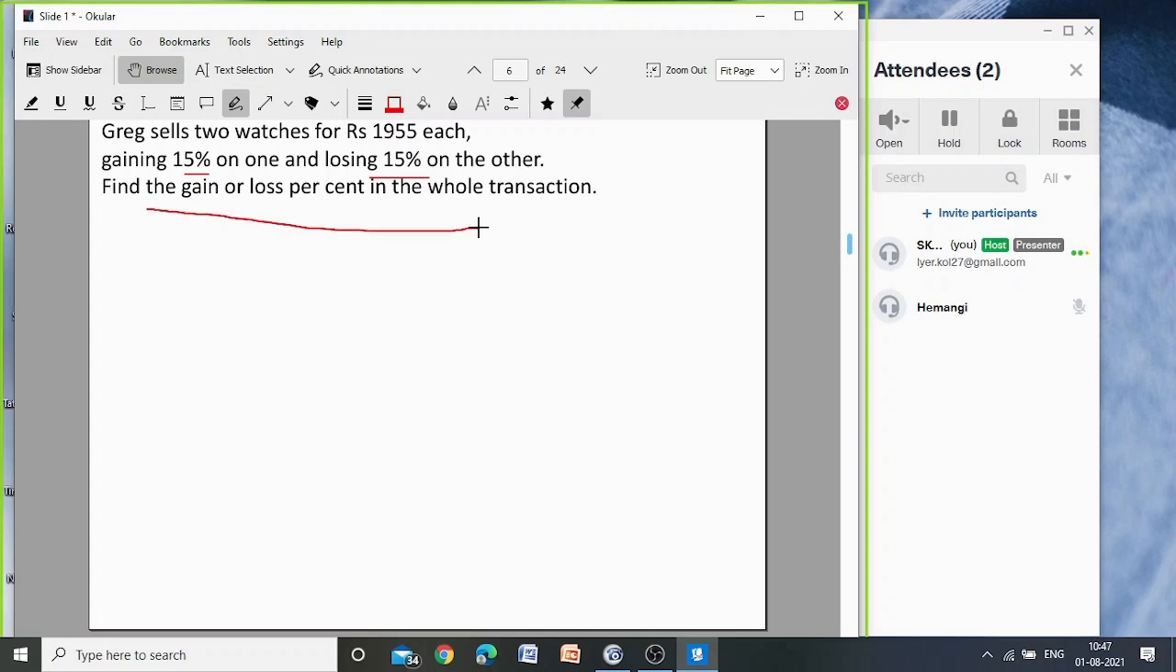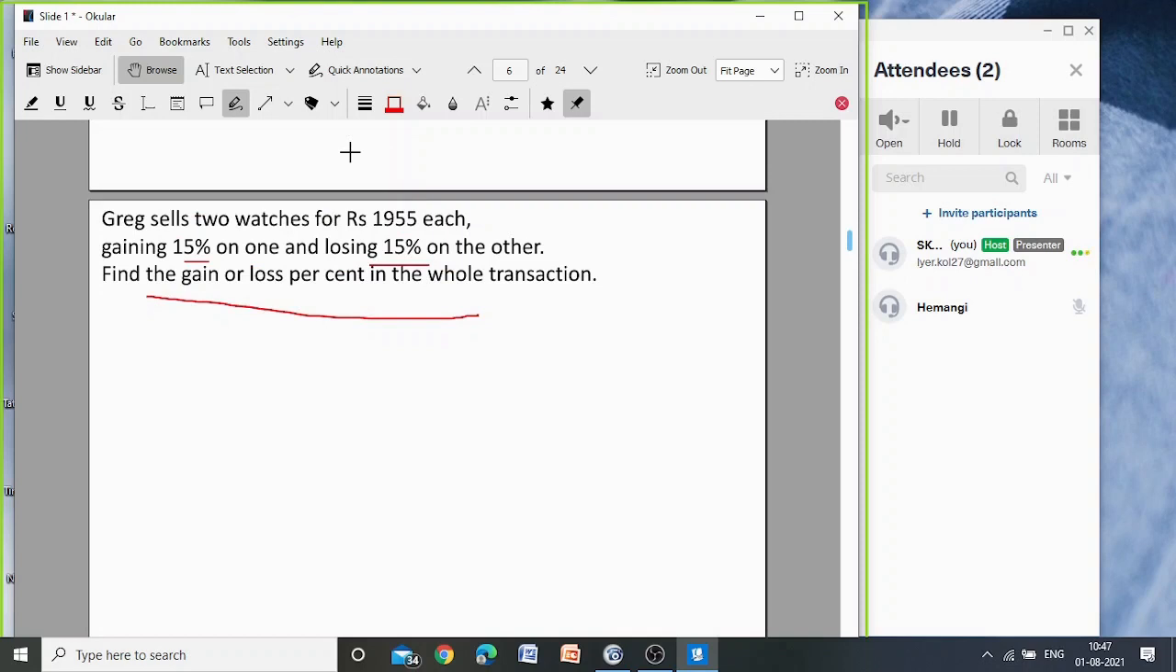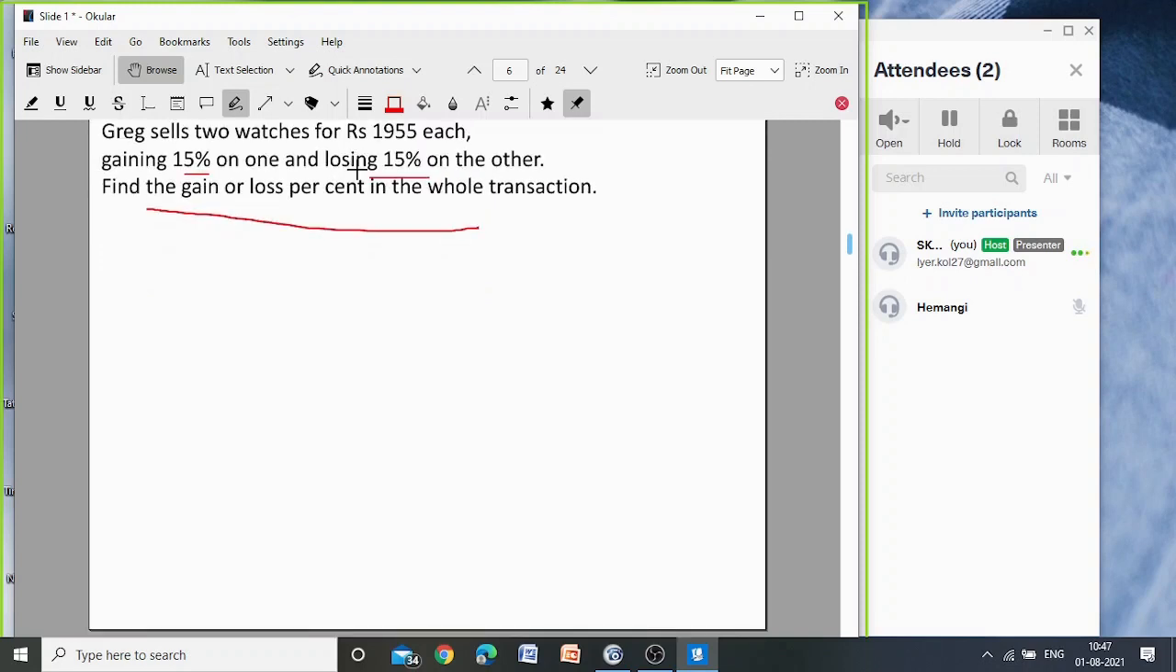Now don't think that minus 15 and plus 15 will cancel, because the percentages are calculated on cost price, not on selling price. If you calculate them on cost price, then they will cancel. But here the cost prices are different. Selling price is the same, cost price is different.